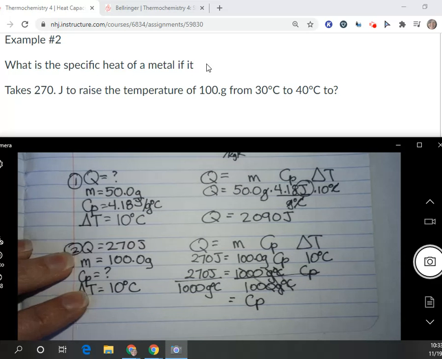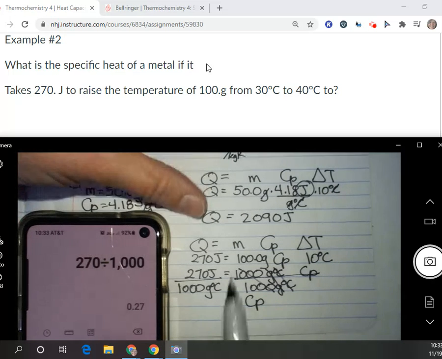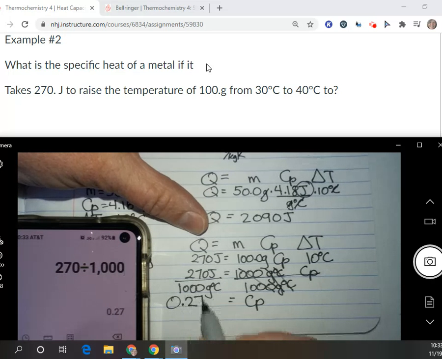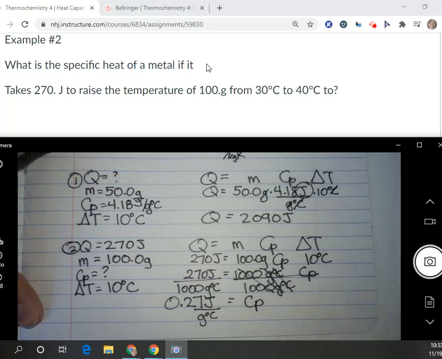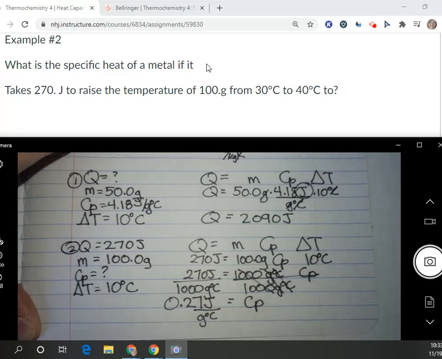And you mathematicians can probably just move the decimal place, but I am going to put it in my calculator to make sure I don't make a silly mistake. So 270 divided by 1,000 is 0.27. Now look at my units. My joules per gram degrees Celsius. That is a unit of specific heat. So by checking my units, I can check that my answer is the correct thing. Right? Give me a thumbs up if that makes sense and you're good.